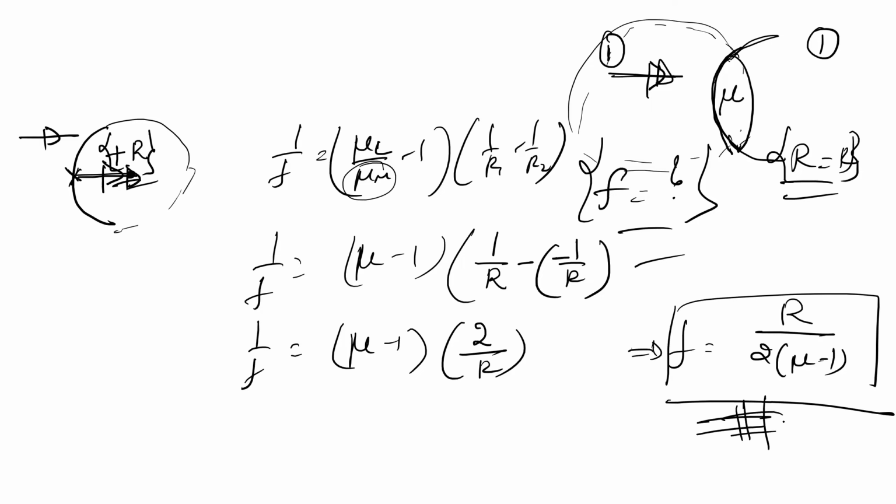Yes, sir. This is the formula for one convex lens, R by 2 into mu minus 1, if the surrounding medium is air and the refractive index is mu. Okay.